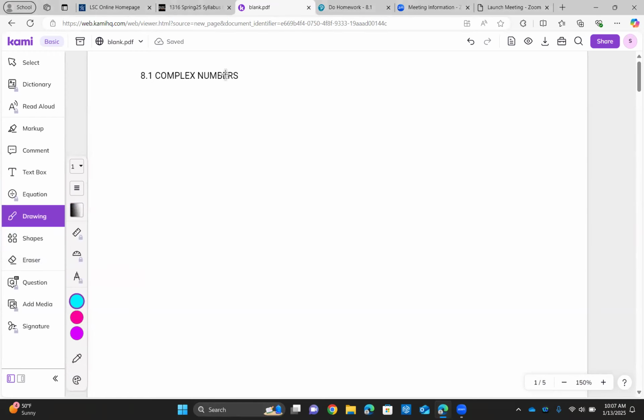Lesson 8.1 is called complex numbers. When we talk about the complex numbers, we have numbers like 2 plus 3i. This is an example of a complex number, and this number has a real part. The number 2 represents the real part of the complex number, and then the 3i part of the number represents the imaginary part of the complex number. And i represents the imaginary part.